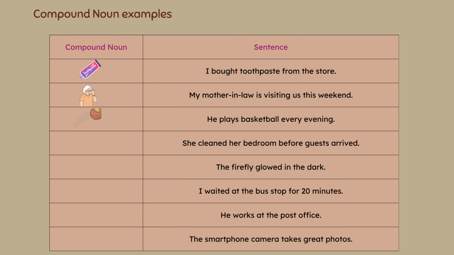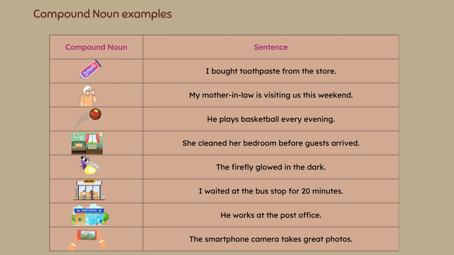Let's look at some examples of compound nouns used in sentences. I bought toothpaste from the store. Toothpaste is a closed compound noun. My mother-in-law is visiting us this weekend. Mother-in-law is a hyphenated compound noun. He plays basketball every evening. Basketball is a closed compound noun.